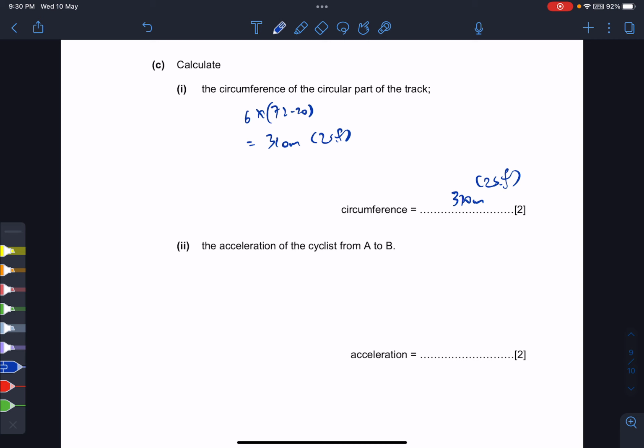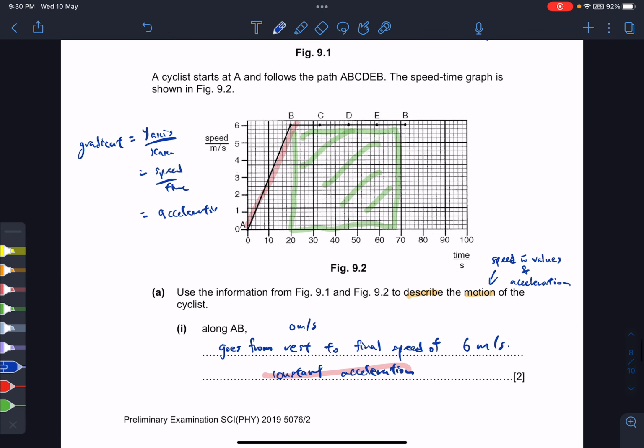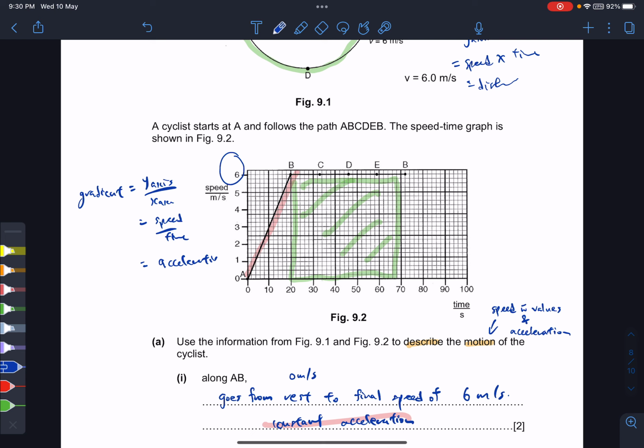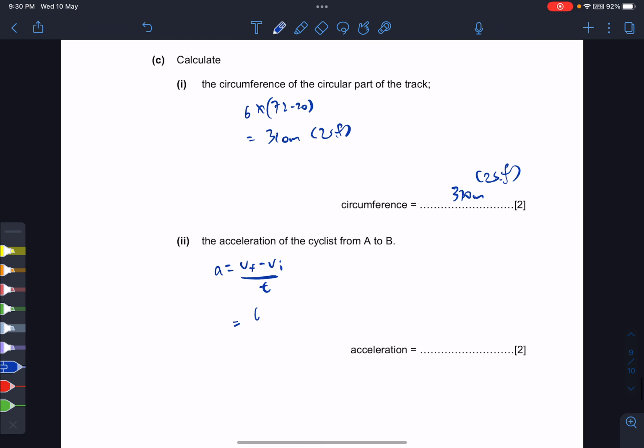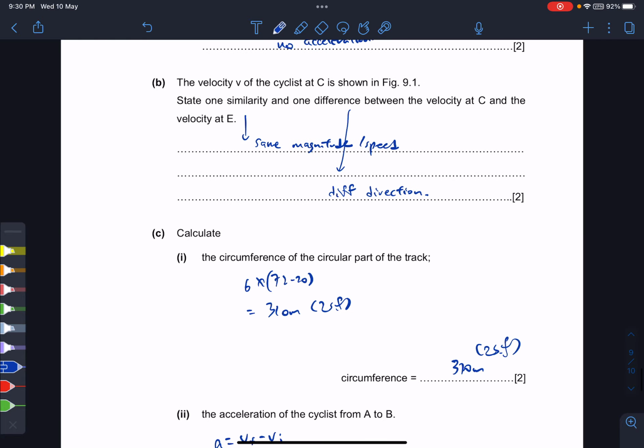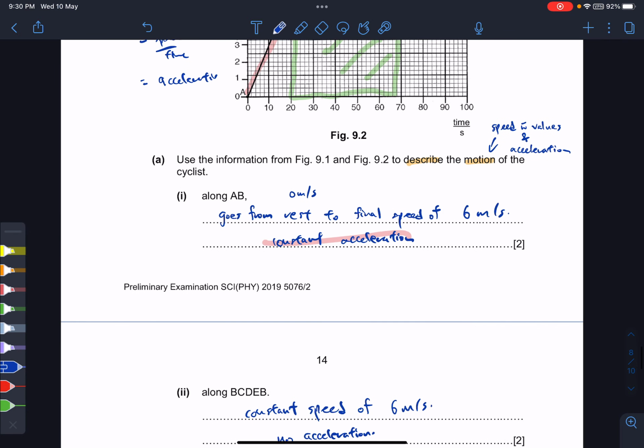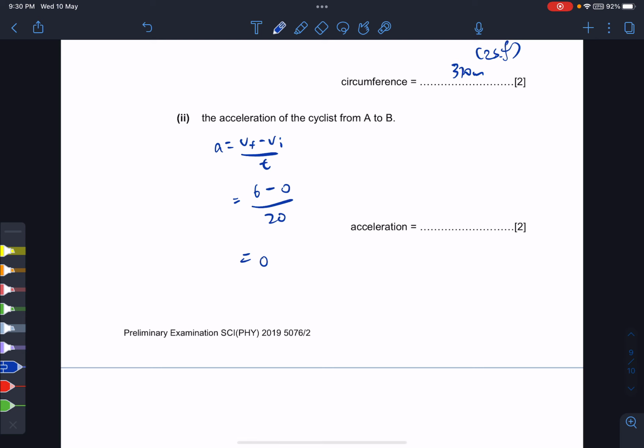And lastly, you're supposed to find the acceleration from point A to point B. So a equal to vf minus vi over t. Do we have vi? 6 is the final. Initially at rest. 6 minus 0 over 20. Is it 20? Let me check again. Yeah, 20 seconds. It gives you the answer of 0.30 meter per second square. Again, 2SF. That's about it. Any questions? Please ask me.